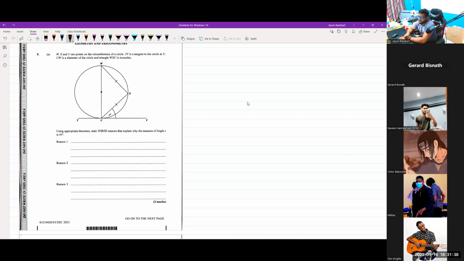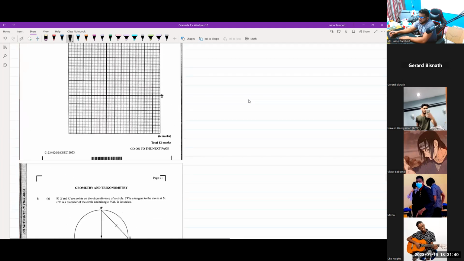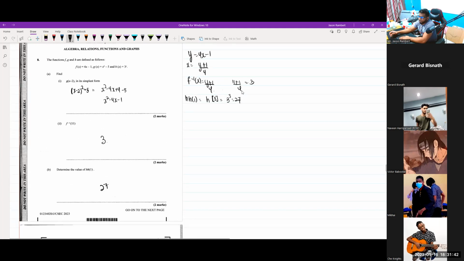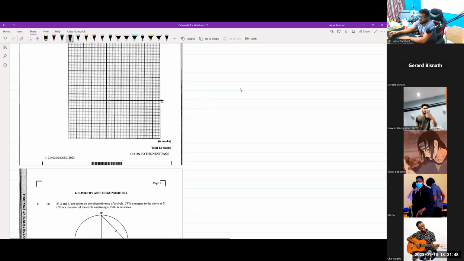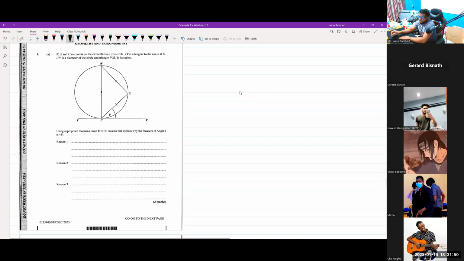Let's go back up to the previous question. The first part says, oh, okay. Let's make sure I didn't do the wrong thing now. Circumference, tangent, circle at U. UW is a diameter. Yes, sir. Give 3 reasons why the measure of angle Z is 45.